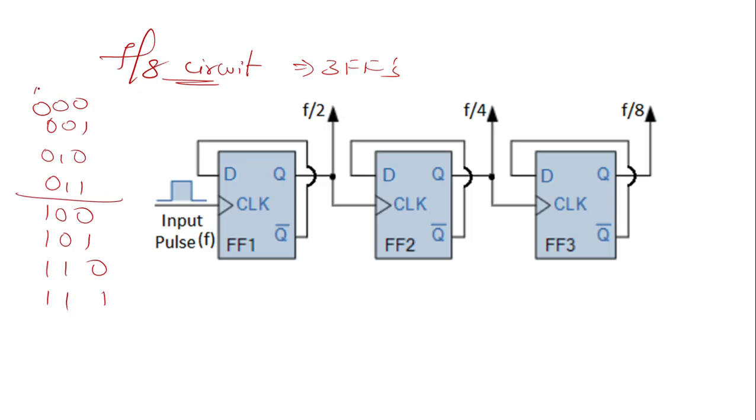So here again observe the MSB bit. For 4 clock cycles it will be 0 and for 4 clock cycles it will be 1, so in total 8 clock cycles. If you give 8 input clock cycles, 4 will be 0 and 4 will be 1 for the final output. Then it is called the f by 8 circuit. When you observe the waveform, you can clearly understand.